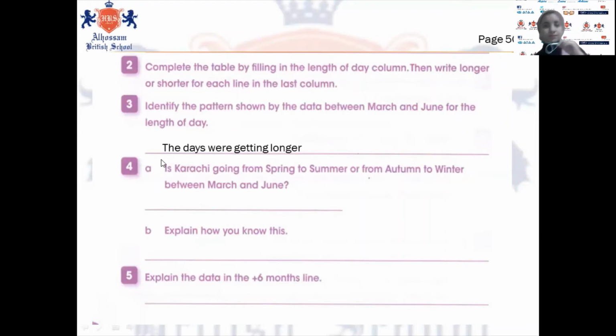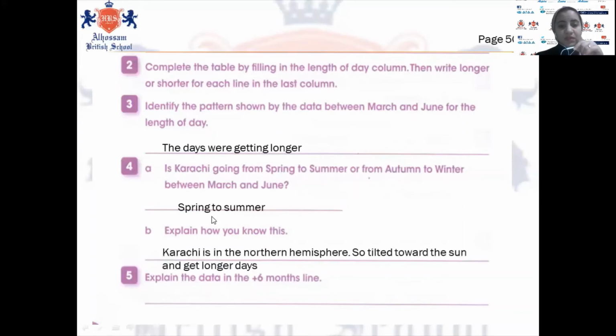Choose, Habiba. I think from autumn to winter. The days get longer. From spring to summer. Okay. As the day gets longer, it is spring to summer. The length of the day is longer in summer, right? Yes. Okay. Thank you, Khadija. Explain how you think. As we said, he is living in the northern hemisphere, tilted to the sun, and gets longer days. Or just write the days get longer.